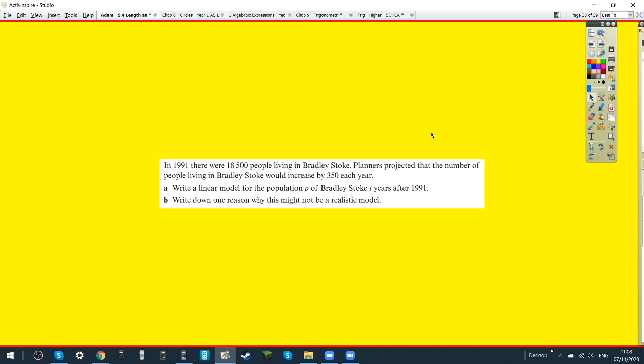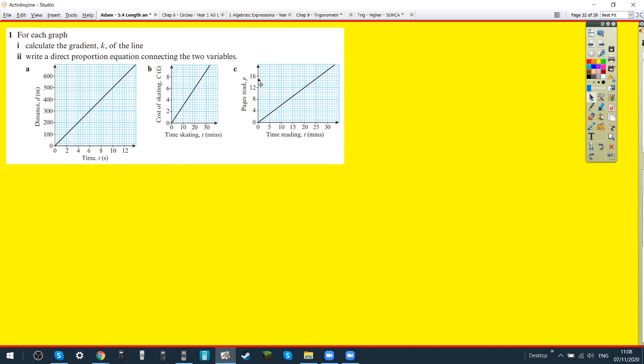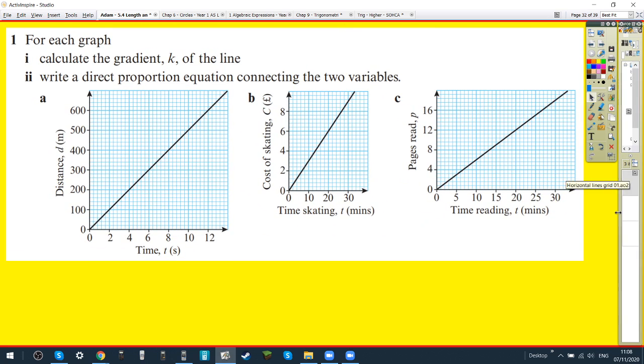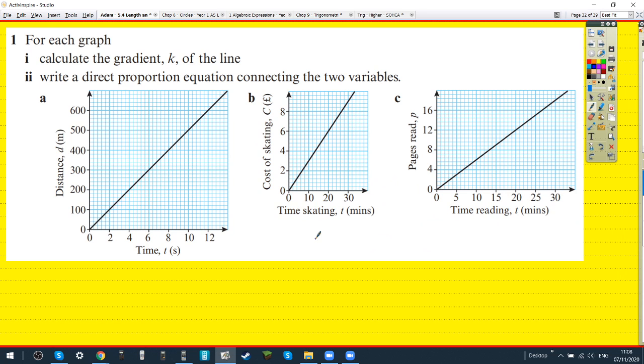Just want to see something here. Okay, what would be first one? 1a. Okay.